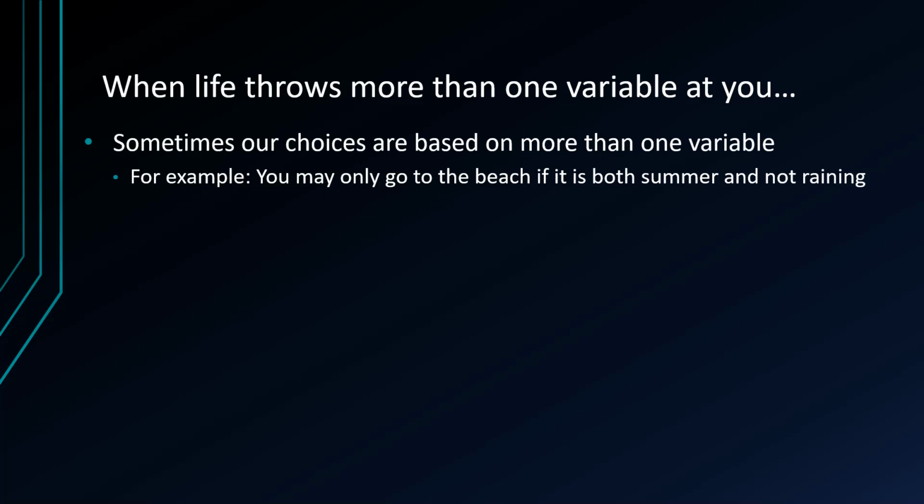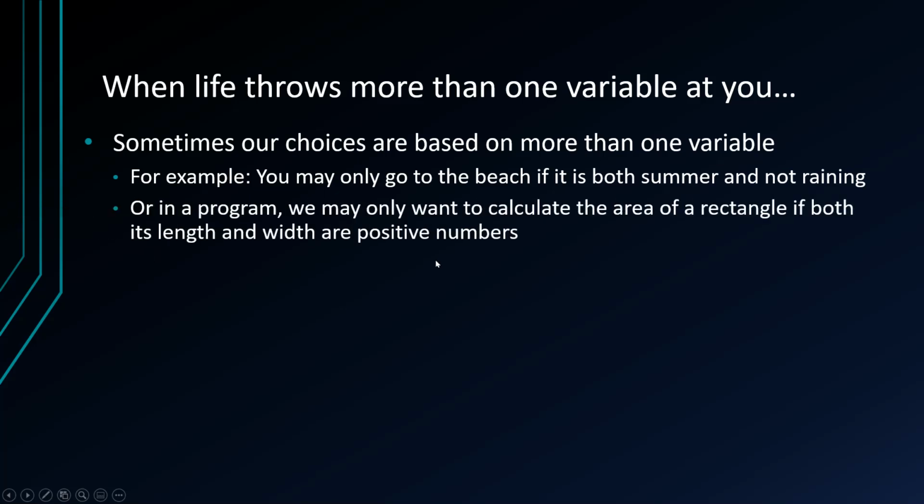That definitely happens in programming as well, depending on what the situation is. In a program, we might see something like, well, I'm only going to calculate the area of this rectangle if I have both a length and a width that are positive numbers. If the user entered in a negative number for a length or a width, I don't want to calculate that because that's going to give me a bad value. We can't have a negative width or a negative length. It's not possible. Same with zero values as well, but let's just keep it simple for now.